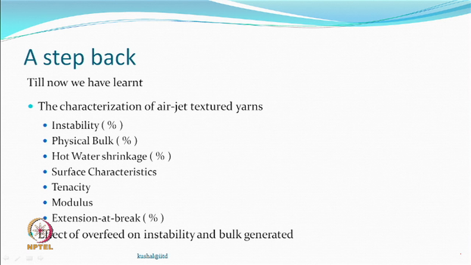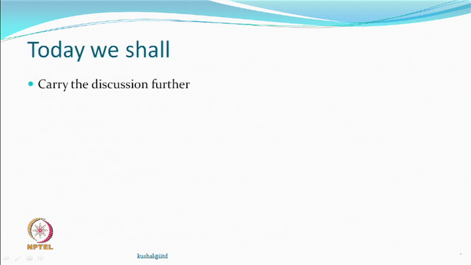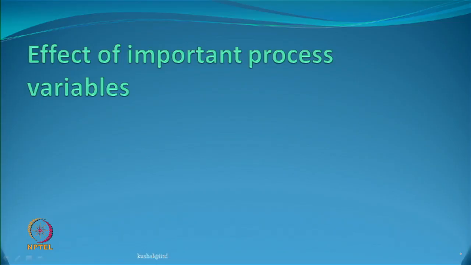Instability and physical bulk are the two more important properties. Physical bulk is because we call it bulked yarn, so that one is something which must be measured. Then other things like shrinkage, surface characteristics, tenacity, modulus, and we did discuss something on the instability and bulk, the effect of overfeed. We carry on the discussion further on other process parameters. Some variables, not every one of them we are discussing at the moment.